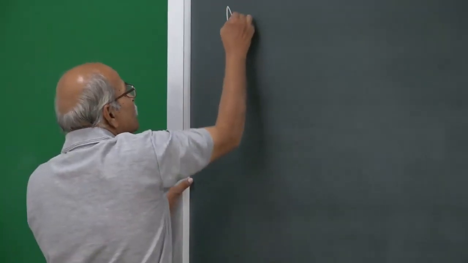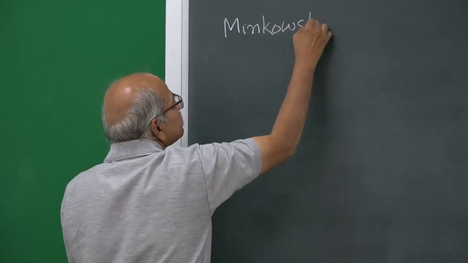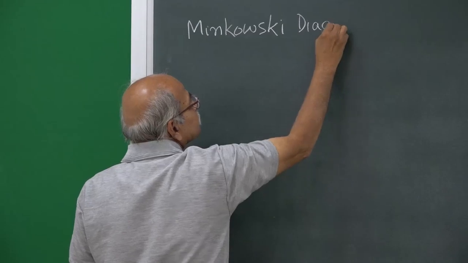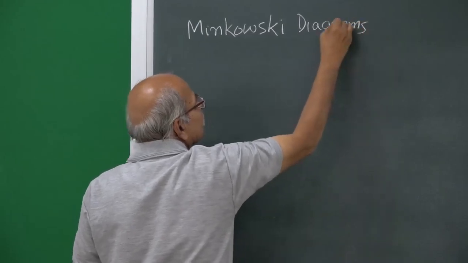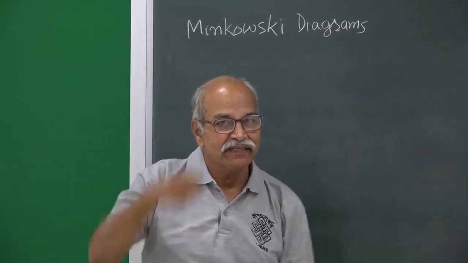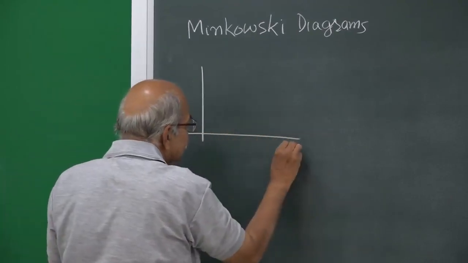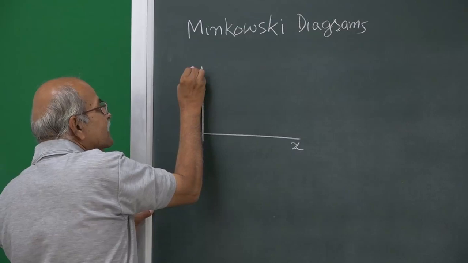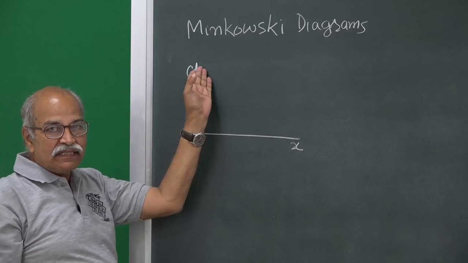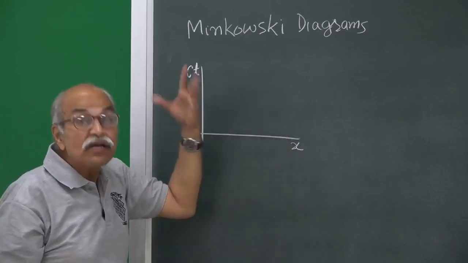So, Minkowski diagrams, we call it Minkowski diagram, and in this I will mostly confine myself to one dimensional space x, and then we will have t. So, the diagram is like this. This is x axis and this is t axis, and we write it Ct. The value of Ct will be plotted in this direction, the value of x will be plotted in this direction, and x and Ct of what?